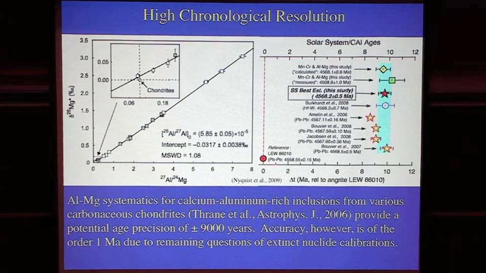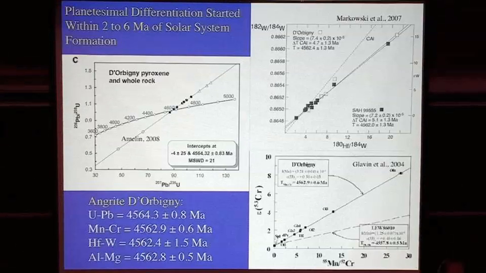So if you use this as a reference point, this is the age range that you get for calcium aluminum rich inclusions. So what this is telling you is that with these short-lived radioactive systems, you can get precisions of 9,000 years, and at our current level of accuracy, you might be talking about plus or minus 1 million years. So that's the level of precision that we have going into these systems. So we can then start asking what was going on in the early solar system at these kind of chronological time scales.